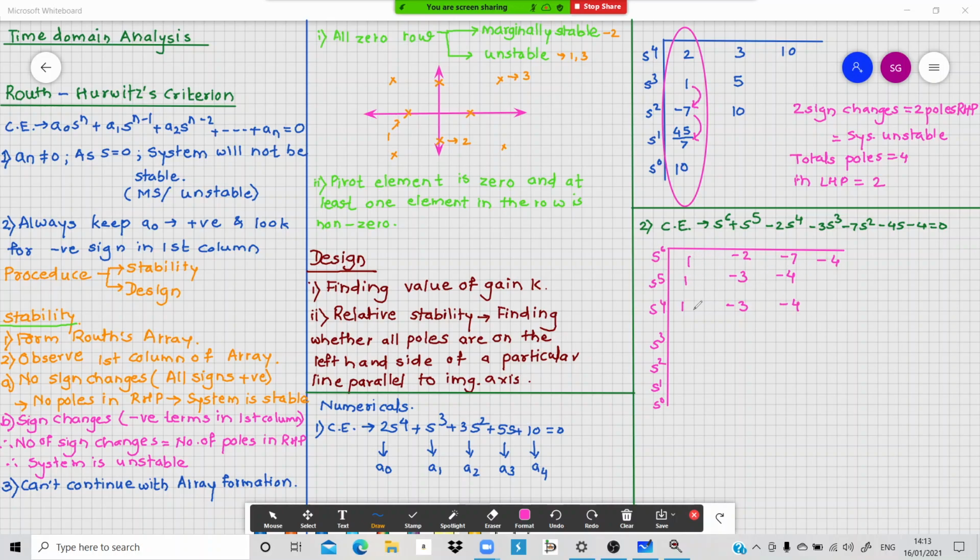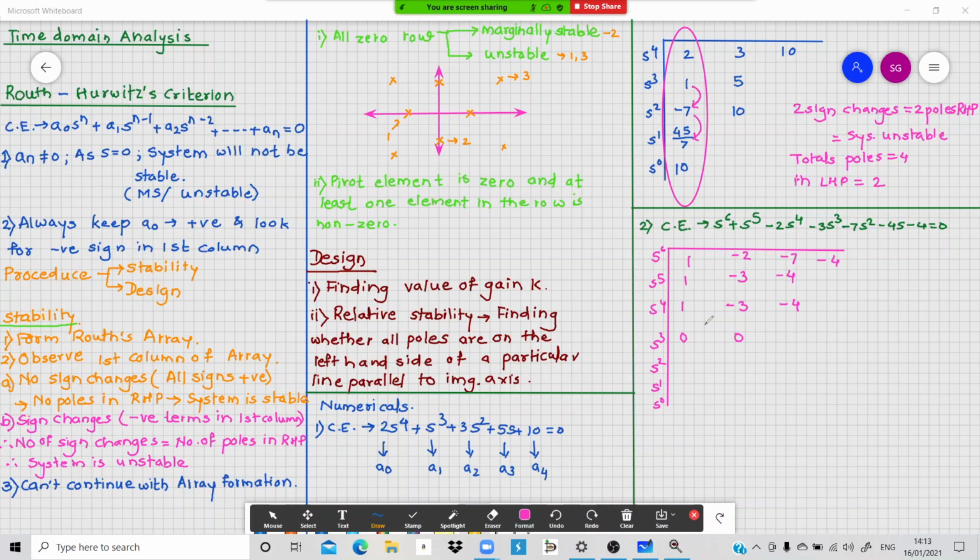So you can see now the same row is getting repeated. Obviously here I'll get 0. Now only 2 elements are there, sorry. 4 elements, 3 elements, 3 elements. So only 2 elements are there and both the elements are becoming 0. Right? That means we can't complete the array. Why? Because all elements are becoming 0. So your system can be marginally stable or it can be unstable.